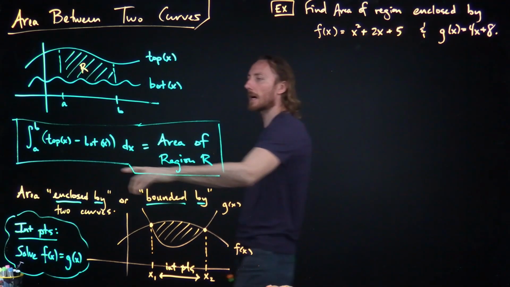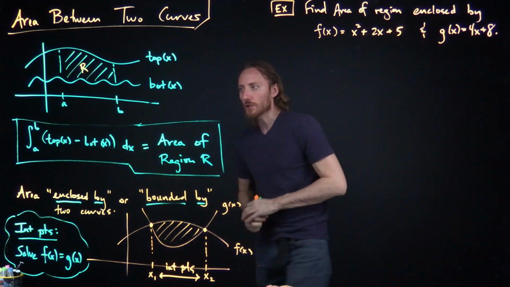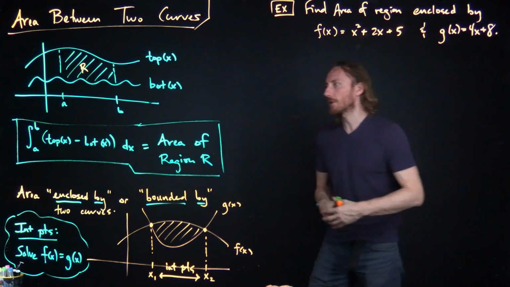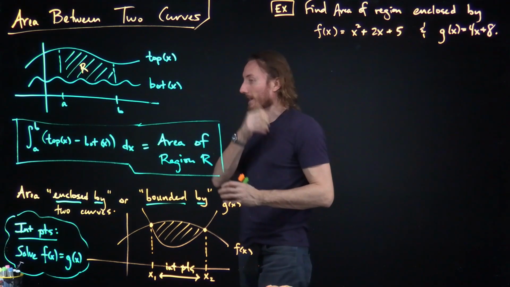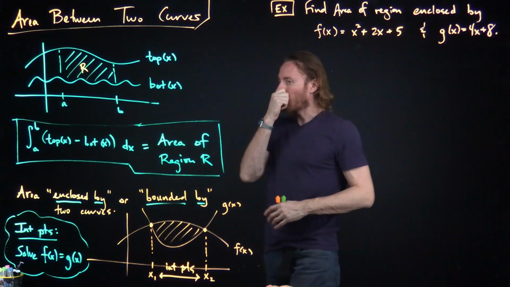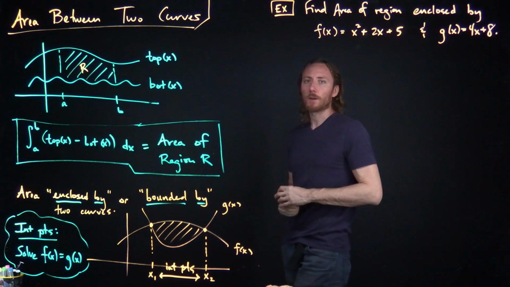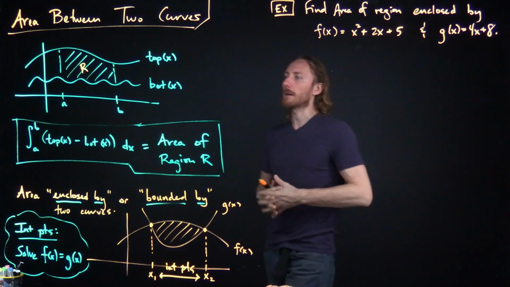I think it's nice to use top and bottom here as opposed to f and g because depending upon the situation, f may be the top function or g may be the top function, or we might not even be dealing with functions labeled with f and g. So referring to the top function and the bottom function by top(x) and bottom(x), I think makes a lot of sense.